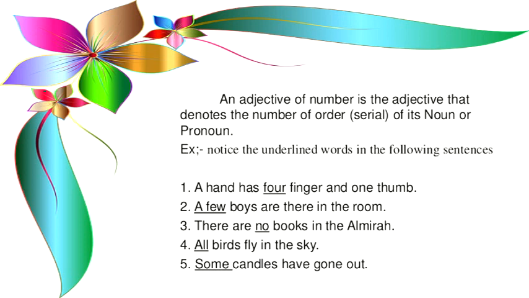The first example is: A hand has 4 fingers and 1 thumb. Now here, dear children, if I ask you how many thumbs, you will say 1. So 1 is the adjective of number. It tells you about the number of the noun thumb. In the same way, how many fingers? Yes, it is 4. So the adjective of number is 4. It tells us about the noun fingers, that how many fingers are there.